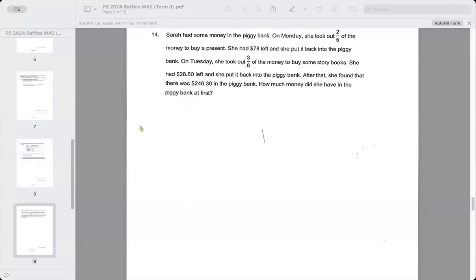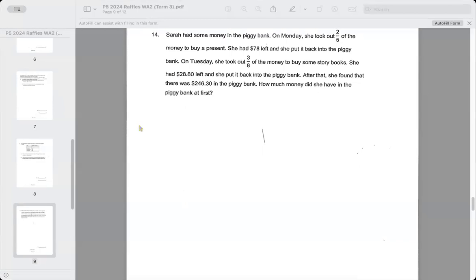Question 14. Sarah had some money in the piggy bank. On Monday, she took out 2/5 of the money to buy a present. She had $78 left and she put it back into the piggy bank. On Tuesday, she took out 3/8 of the money to buy some storybooks.